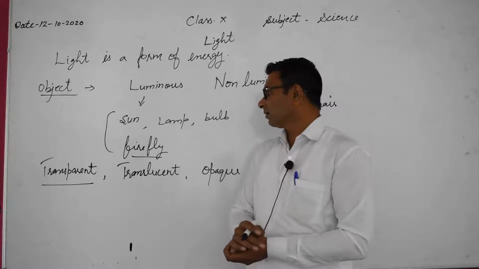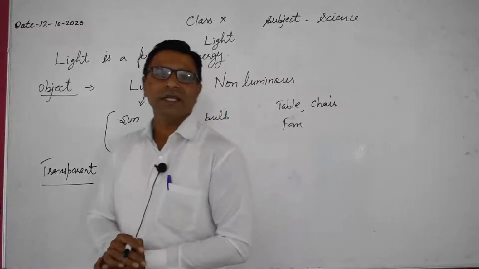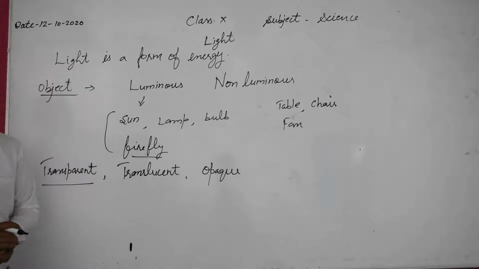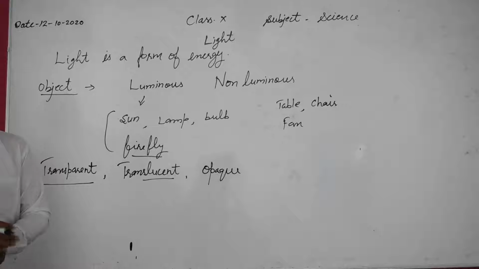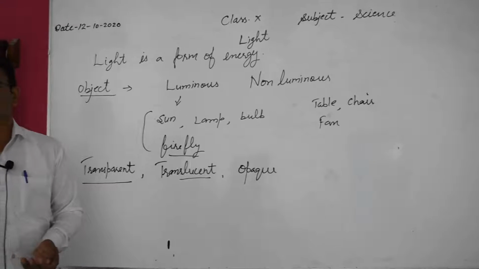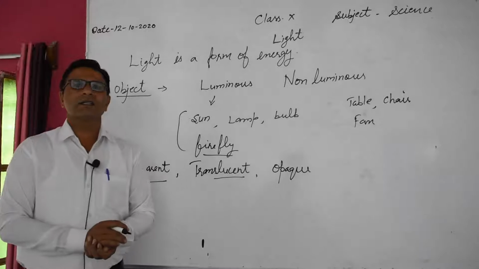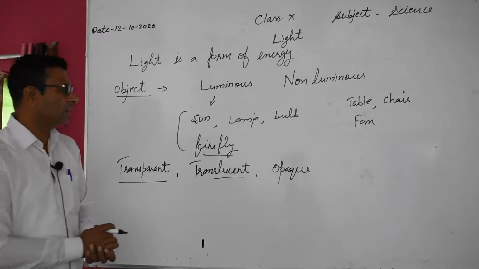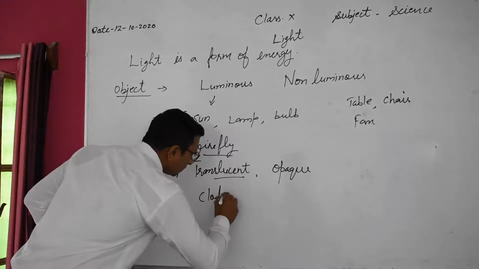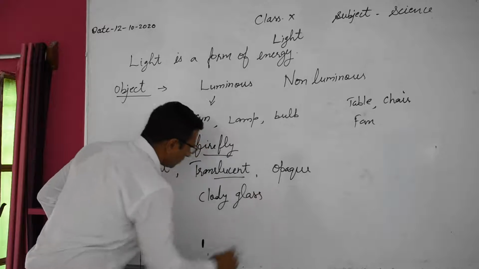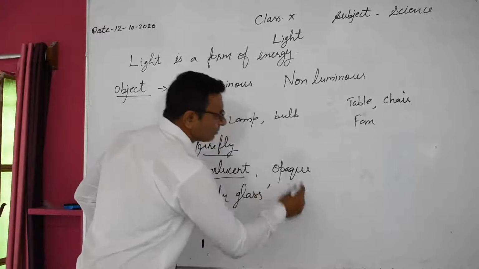And now another, translucent. A translucent object does not allow light to pass clearly. It allows only part of the light. Translucent objects are like cloud, cloudy glass and cloudy polythene. Dear students, you can see here cloudy glass. Now we will discuss the opaque object.